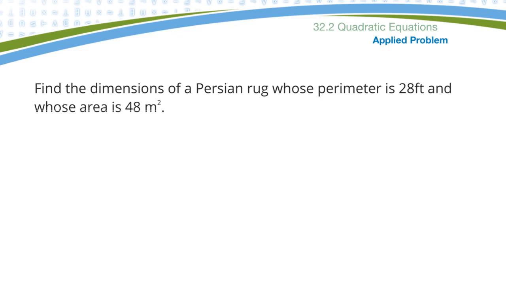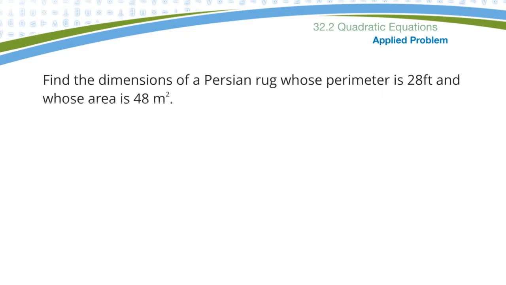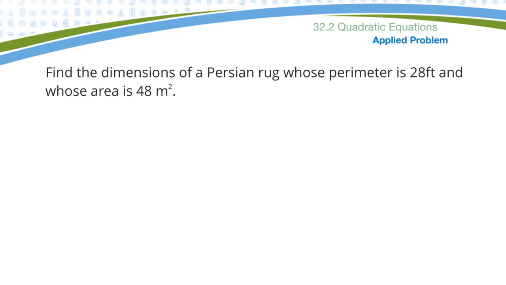It's one where hopefully I'll get a quadratic equation that I'll have to solve. It says find the dimensions of a Persian rug whose perimeter is 28 and whose area is 48. Interesting. So perimeter, I know the formula for perimeter is 2 lengths plus 2 w's. And I know the formula for the area is length times width. So they tell me my perimeter is 28. So 28 is equal to 2L plus 2W.